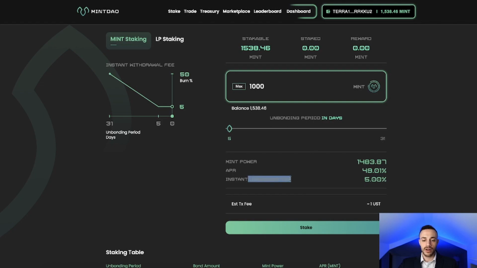Now, there is an instant unbonding fee. Let's say you need your MintDAO tokens liquid immediately for whatever reason. Maybe you have an emergency and you need the tokens to sell. That's just an example. You can instantly unbond your tokens, but you will face a penalty fee. And the higher your unbonding period, the more hefty the fee will be. For a 31-day unbonding period, it's going to take 50% of your principal and give that to the treasury. For only a 5-day unbonding period, it's only going to take 5%. So keep this in mind when you are selecting your unbonding period.